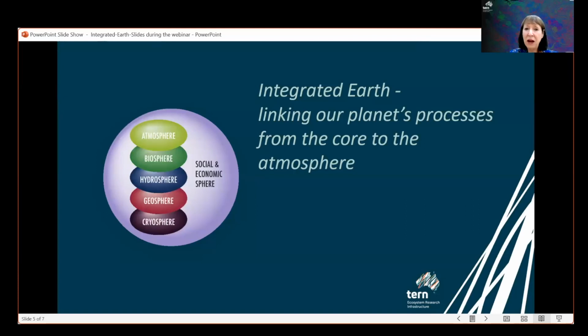So today's webinar, Integrated Earth, Linking Our Planet's Processes from Core to the Atmosphere. This has been a big theme for us in Australia this year. We've been having a look at how complex some of the challenges are to the environment and to society, and really recognising that we need to understand what's happening at all of the sphere levels on the planet in order to be able to make some predictions about the future.